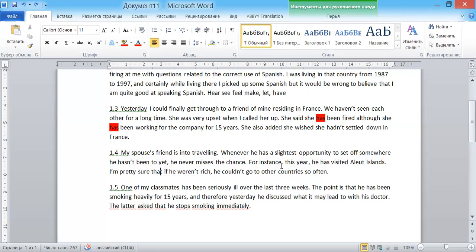For instance, this year, okay. This year isn't over yet. That's why we'd better use the present perfect tense, and it's used here. Has visited Aleut Islands. Oh, this is the mistake. Yes, surprisingly, this is the mistake. I will tell you why.